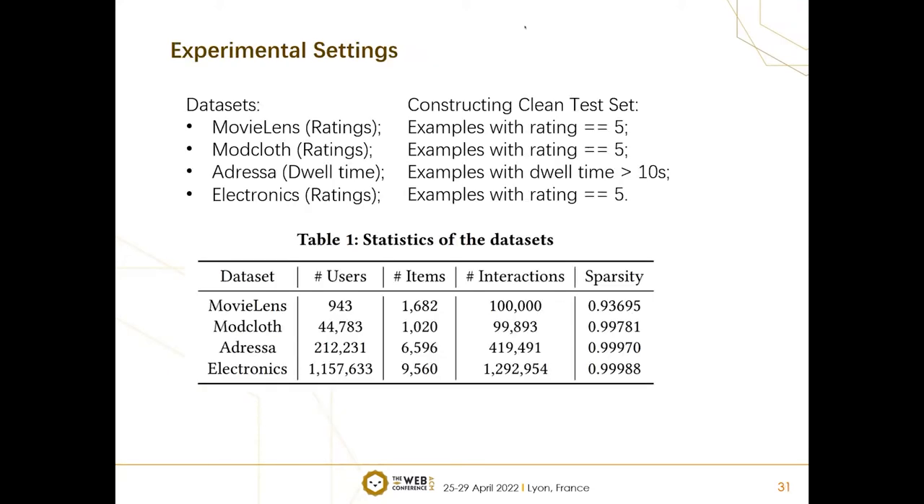And then let's get into the experiments part. We need to first describe the experimental settings. We have used four datasets. Three of them are the rating datasets, and the Adressa dataset has the data of the dwell time of the users on the items. For the datasets with ratings, we construct the clean test set using examples with ratings equal to 5, and for Adressa, we use the examples with corresponding dwell time larger than 10 seconds.